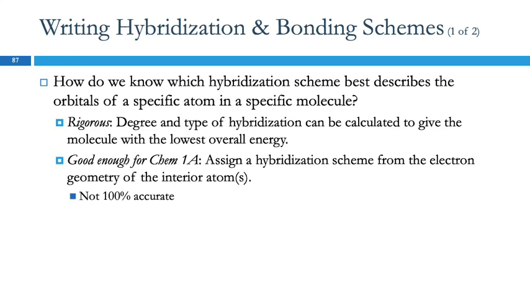How do we know what hybridization scheme to use? Well, we're not going to do the crazy calculations where they look at the degree of hybridization. Is it a full hybridization or is it a partial hybridization? What orbitals are involved? We'll let somebody else worry about that. We're going to go with good enough for Chem 3A. We're going to pick a hybridization scheme based on the geometry of the interior atoms, based on the number of electron groups on the central atom. Each electron group is one hybrid orbital.